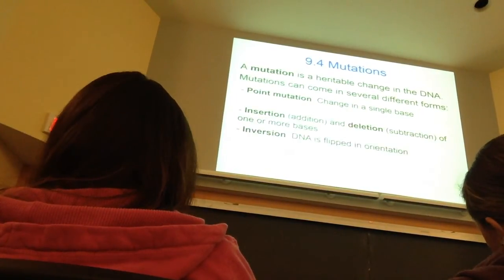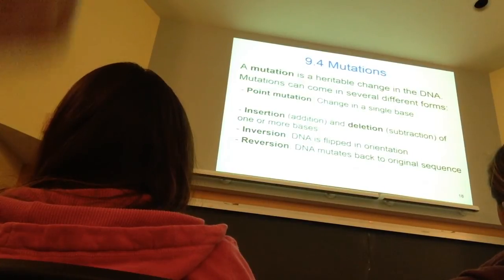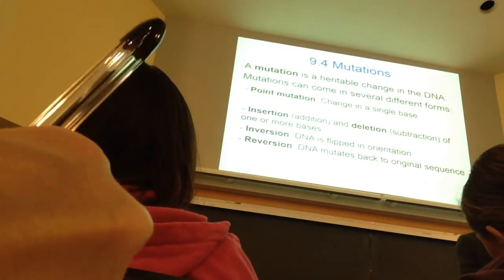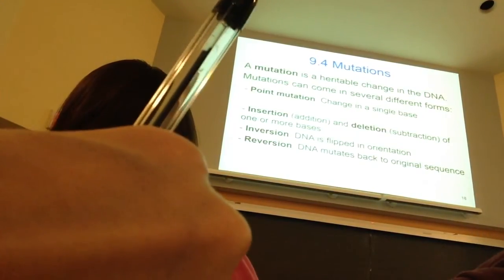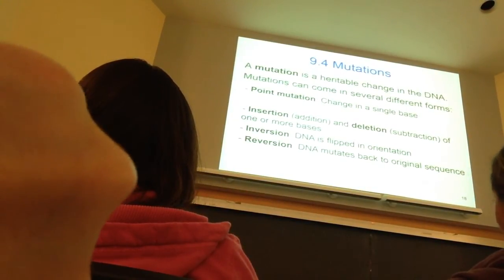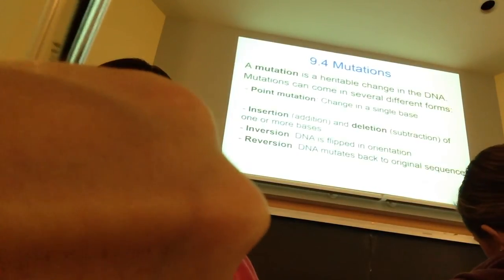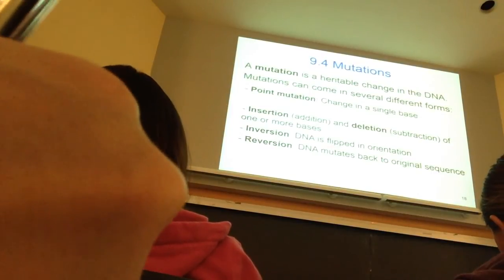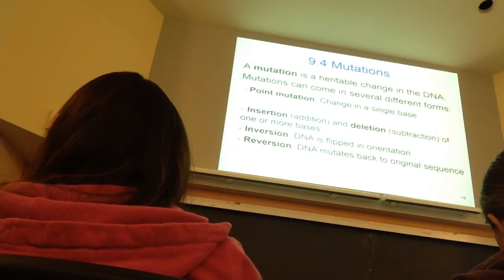So what kind of mutations are there? A point mutation is the traditional substitution of a single base pair, and so adenine substituting for thymine, whereas you can have an insertion of a base or a deletion of a base, and they really have much different consequences. You can have inversions where the DNA is flipped in orientation.